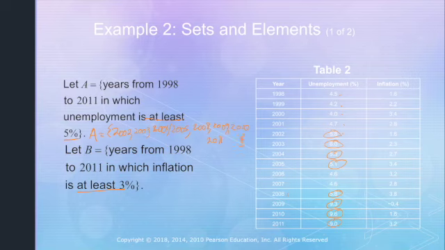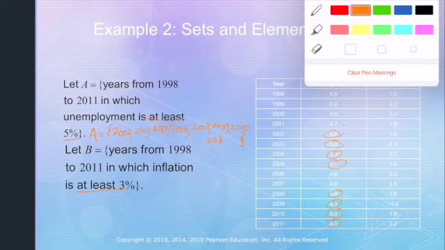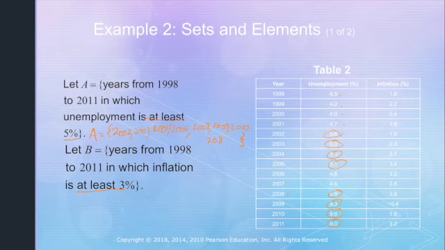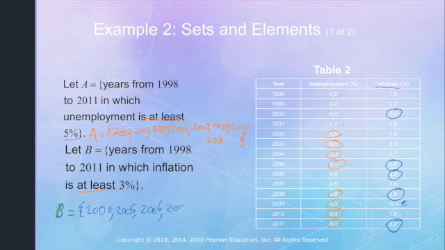So set B is going to be the years, let's change colors, from 1998 to 2011 in which inflation was at least 3%. So B, oh, that doesn't show up very well, does it? How about this? There we go, that's better. It's at least 3%. So we look at the inflation column, and I'm finding when it's at least 3%. I'm just going to go ahead and circle it to make life easier to find. Ooh, that's a really low inflation rate. Not part of our set. So that gives me B is the years 2000, 2005, 2006, 2008, and 2011.